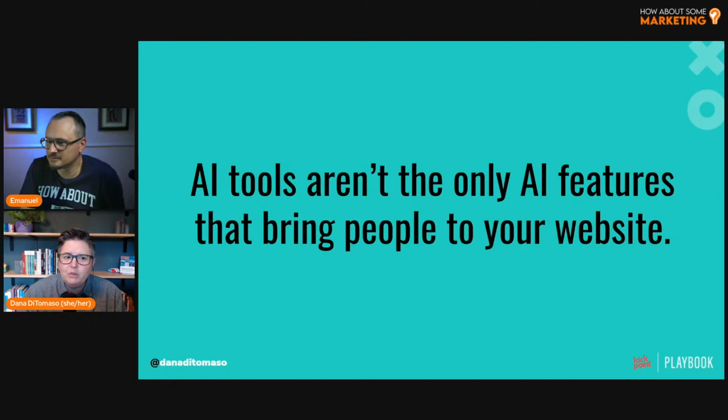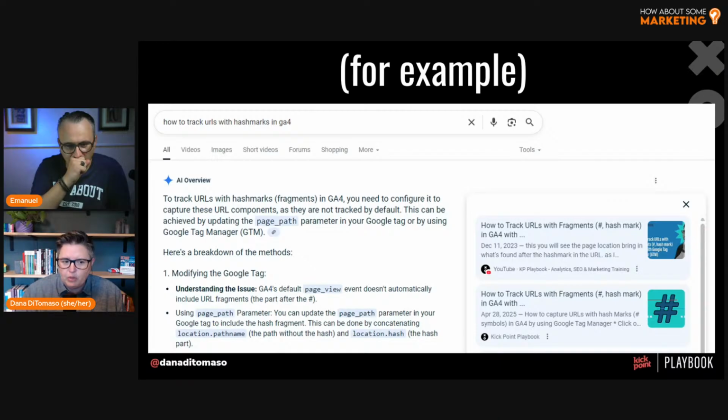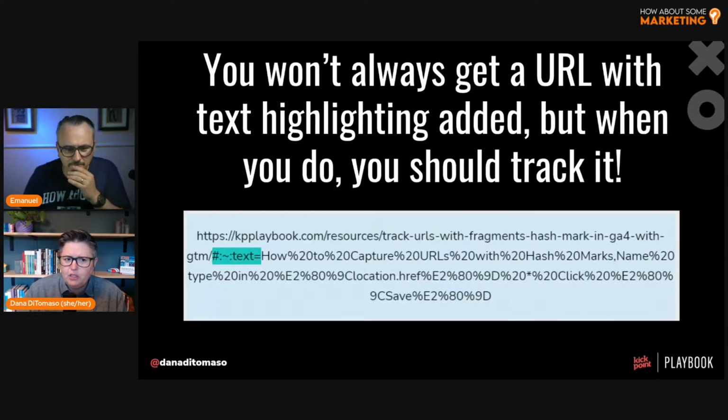And of course, AI tools themselves are not the only AI features that are bringing people to your website. For example, we have AI overviews. So if you search for how to track URLs with hash marks or hashtags in GA4, we come up twice with our YouTube video and our post, which is great. And people do actually click through, which is nice. You won't always get a URL that looks like this, but sometimes you will.